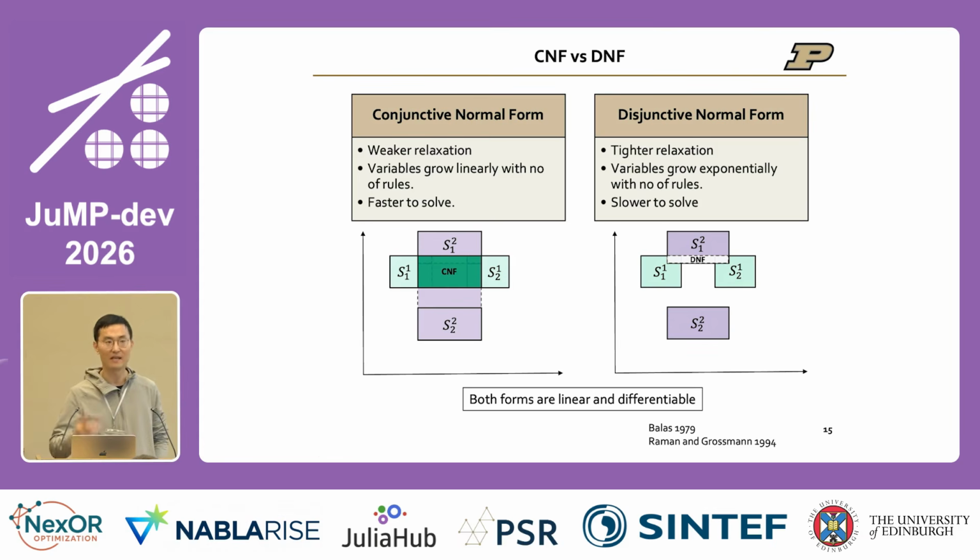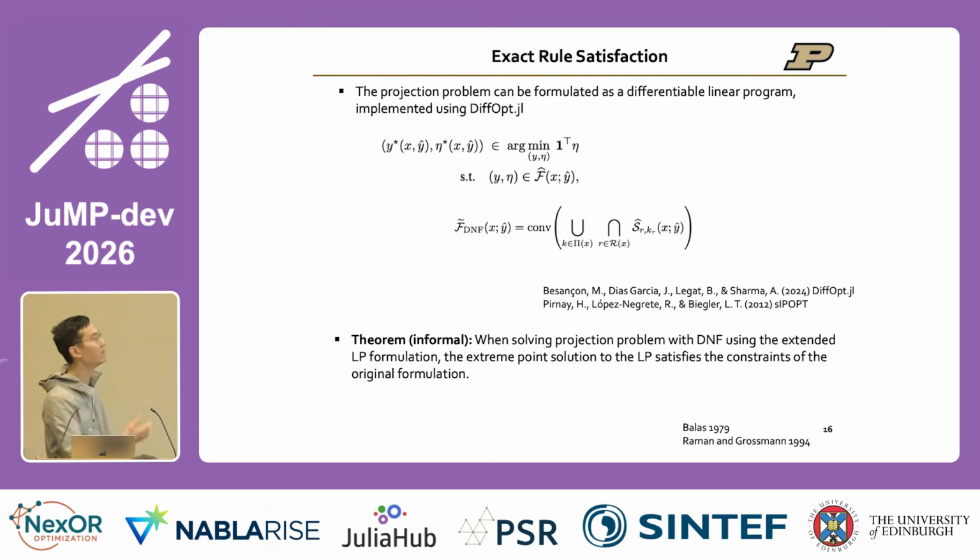So to get the exact rule satisfaction, the trick we use is we sort of lift that into a higher dimensional space by using this epigraph variable, right? So this eta variable can be seen as the lifted variable for the one norm distance to this convex hull. Okay, so here's the theorem stated informally. If you solve the DNF with the extended LP formulation, you can show that you always hit the extreme points of the convex hull. Then that essentially satisfies the rule.